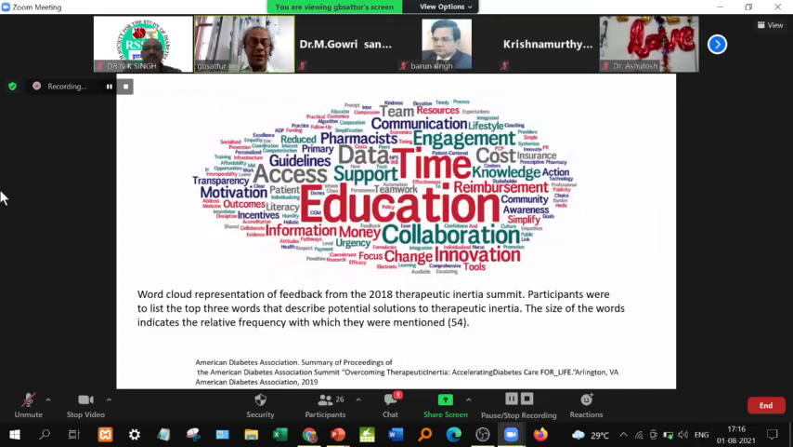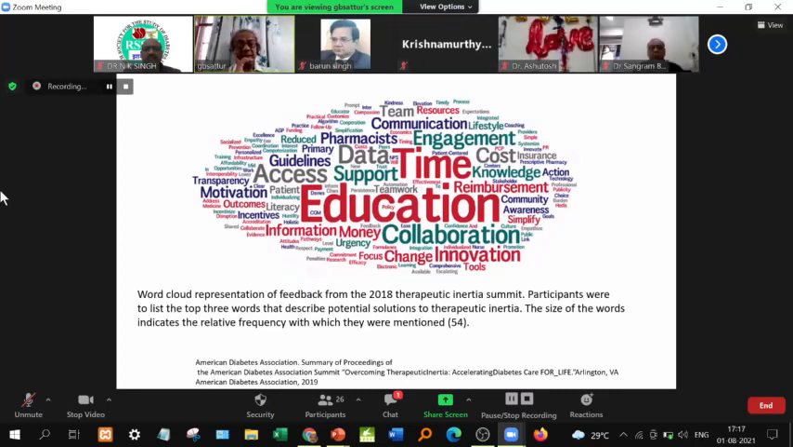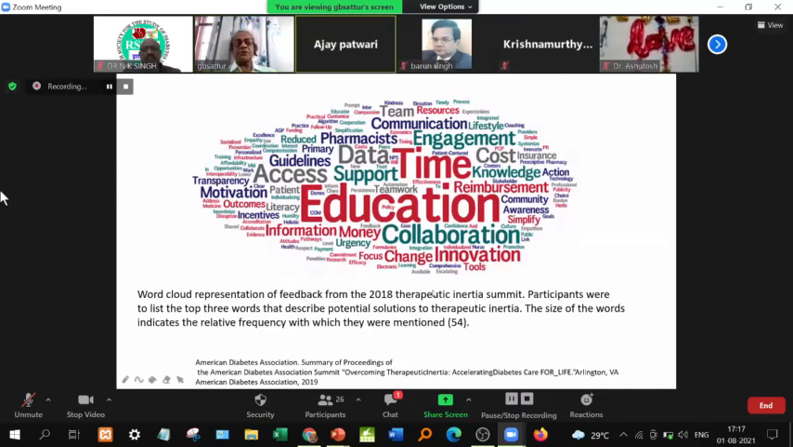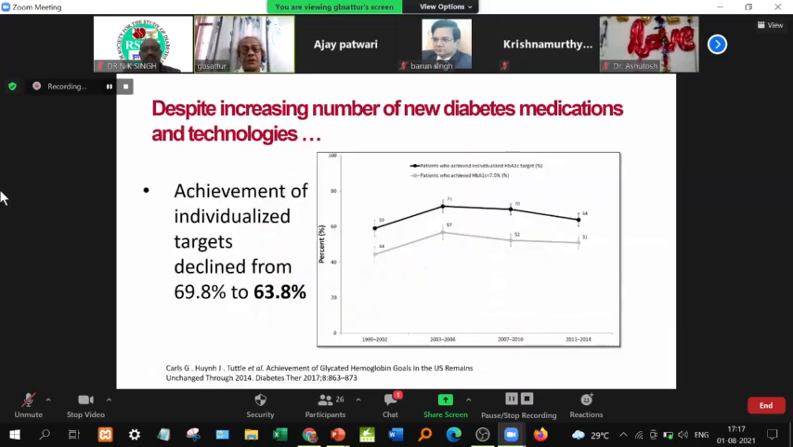This is an excellent slide, which is a cloud representation. The participants were asked to name 3 of their relatively frequent causes of what we would call therapeutic inertia. And the bigger fonts are the ones which are mainly causing the therapeutic inertia. And you saw that, like in the previous slide, it is the education that the patients need, and it is the time that we physicians and the endos don't give to the patients.